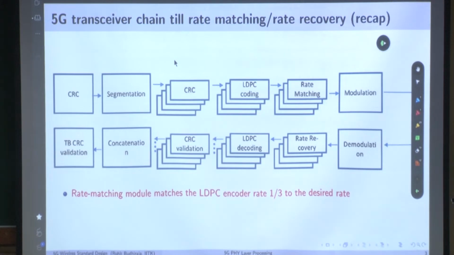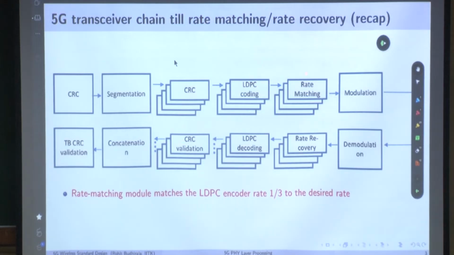So what we have seen until now is basically this. I'm recapping this so that we understand where we are. The transfer block comes here, the transfer block CRC is appended, then the transfer block gets segmented, and that segmented transfer block is called a code block. To each code block a CRC is appended. Then each of these segmented code blocks undergoes LDPC coding. The output of that is at the rate 1/3, which is not the rate the user has asked.